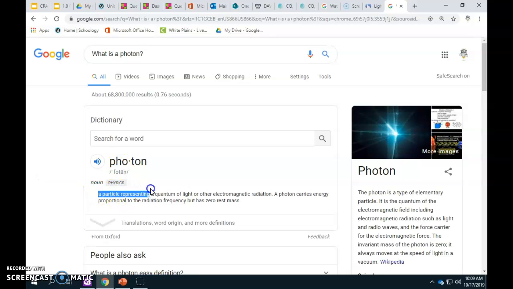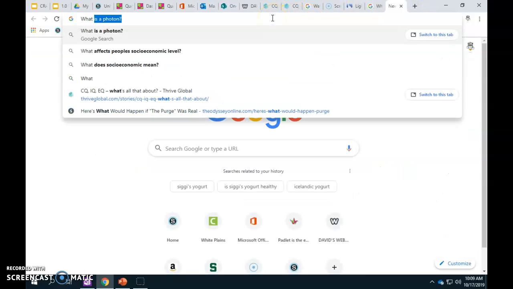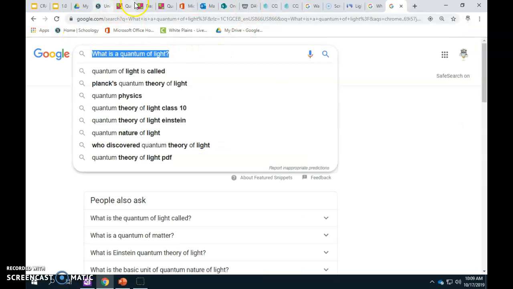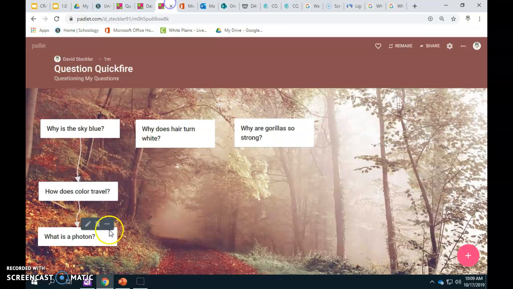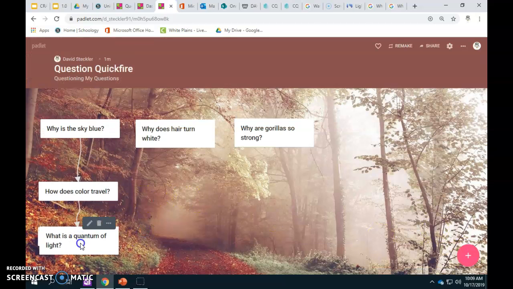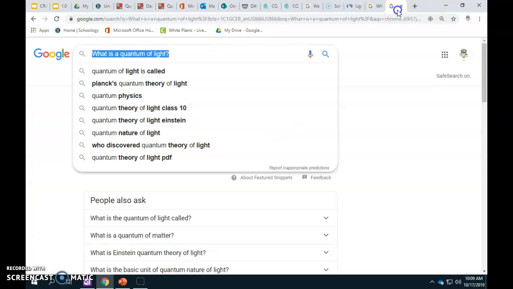It's a particle representing a quantum of light or other electromagnetic radiation. So I don't know what the word quantum means. So my next question is, what is a quantum of light? So I'm continuing to question my questions, and you may find yourself in a spot where you got the answer to stuff that you didn't even know about. So I'm going to continue to connect these questions together, and I'm going to continue to research them.